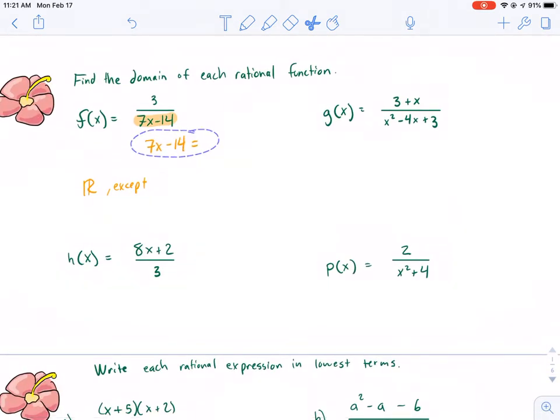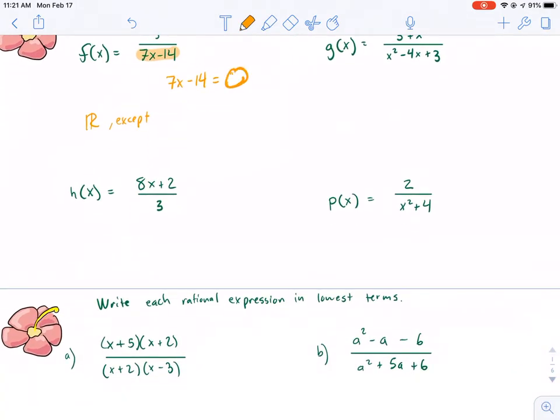Okay, something's wrong with my Apple Pencil. There we go. So set this equal to 0. Then we add 14 to both sides. We get 7x equals 14. Divided by 7, we get x equals 2. But it's not equal to 2. We need everything except 2. So we put x cannot be equal to 2.